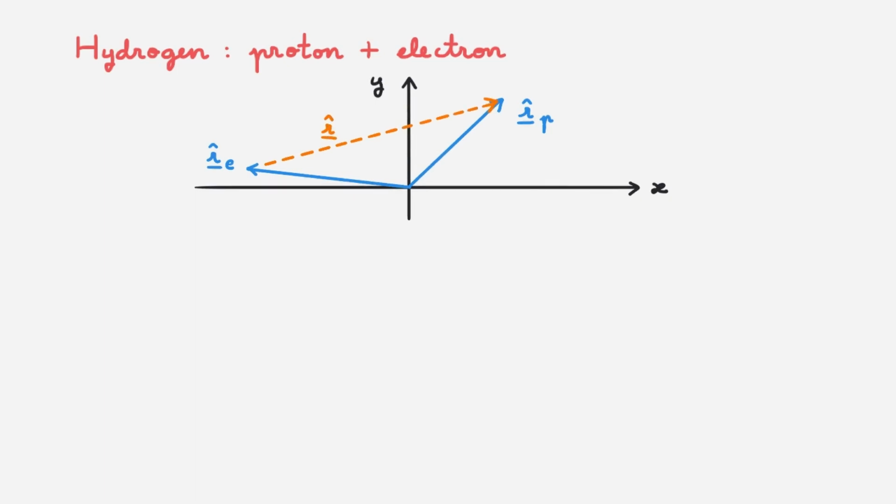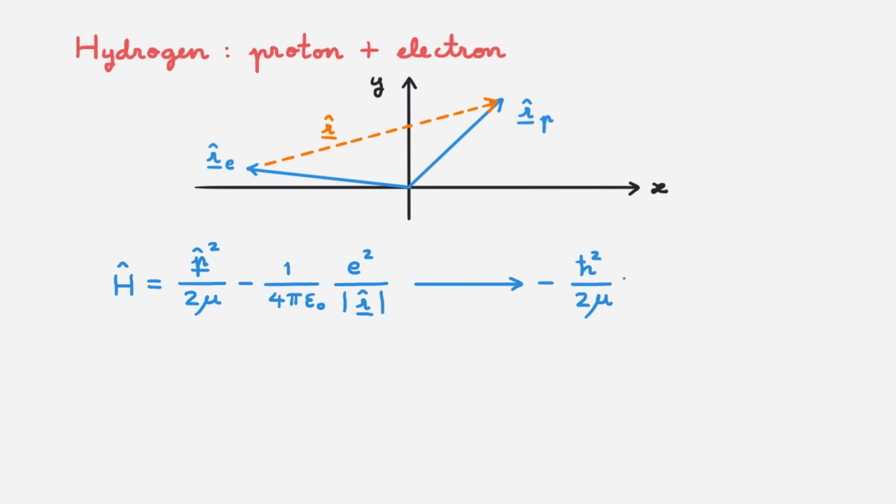Based on this, we describe the hydrogen atom with a one-particle relative Hamiltonian H. The Hamiltonian has a kinetic energy term and a potential energy term. In the position representation, we can rewrite it with the usual kinetic energy term and the potential energy term, which has the form of a central potential. For a full derivation of this relative Hamiltonian, I refer you to the introductory video on the hydrogen atom.